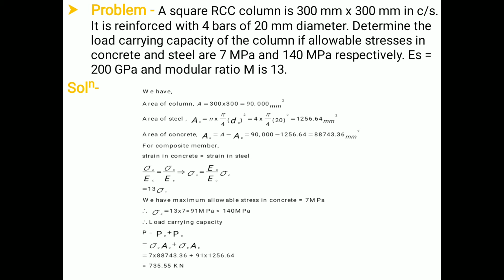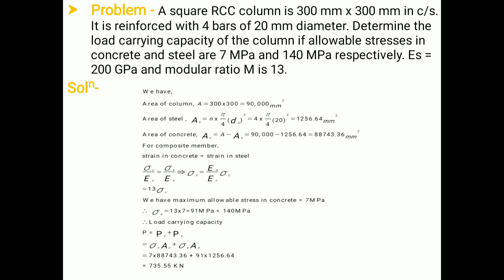Now we will discuss a numerical based on the member in parallel, or a composite member. The statement is as follows: a square RCC column is 300 mm by 300 mm in cross section. It is reinforced with 4 bars of 20 mm diameter. Determine the load carrying capacity of the column if the allowable stresses in the concrete and steel are 7 MPa and 140 MPa respectively. E of steel is equal to 200 GPa and the modular ratio M is equal to 13.